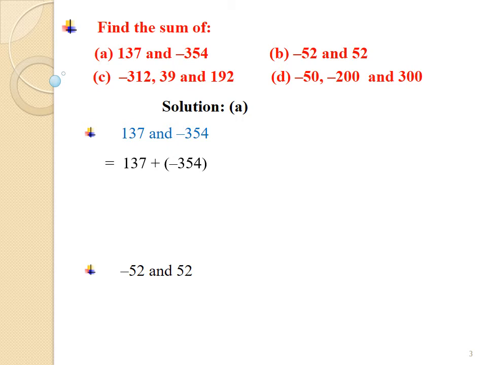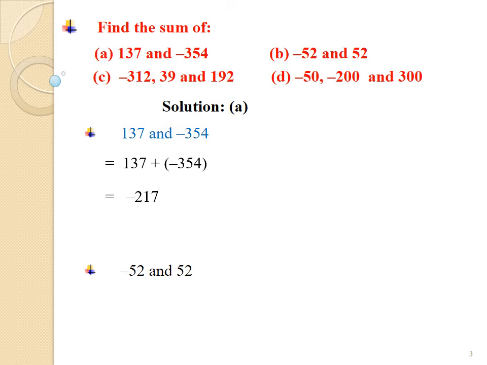Now, let us place a minus sign before the subtraction obtained, as 354 is greater than 137 and 354 has a minus sign. Thus, 137 plus minus 354 equals minus 217.